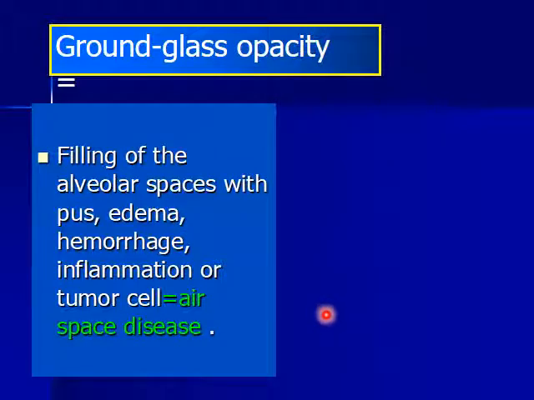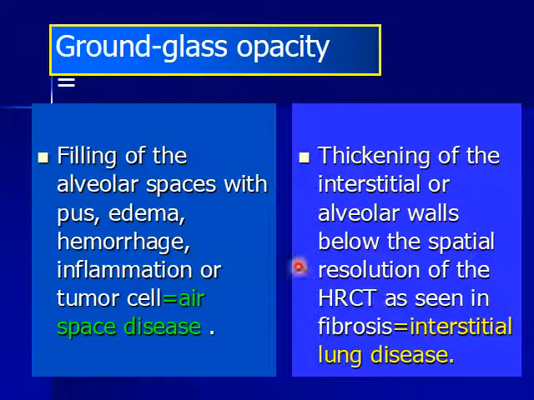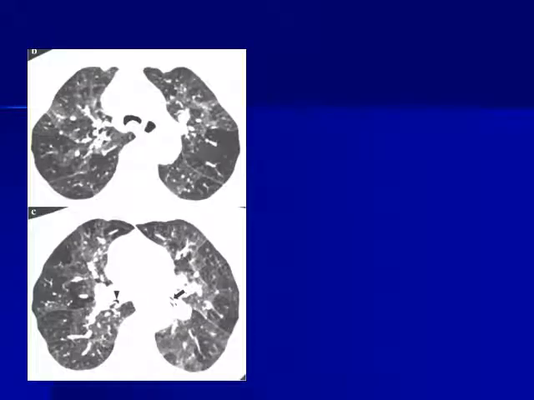Ground glass opacities. This is a great dilemma in the CT chest. It could be either filling of the alveolar spaces by pus, edema, hemorrhage, inflammatory cells, tumor cells, representing airspace disease. Or it could represent thickening of the interstitial or alveolar walls below the spatial resolution of high resolution CT, representing interstitial lung disease. So ground glass can be seen in airspace diseases and in interstitial lung disease. I want to give you some tips.